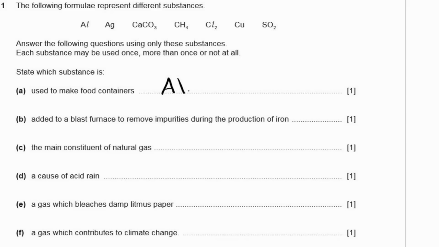Okay, B, added to a blast furnace to remove impurities during the production of iron. That is calcium carbonate, CaCO3. C, the main constituent of natural gas, that is methane, CH4. D, a cause of acid rain, and that is sulfur dioxide, SO2. E, a gas which bleaches damp litmus paper, and that is chlorine gas, Cl2. And F, a gas which contributes to climate change, that is also methane, CH4.